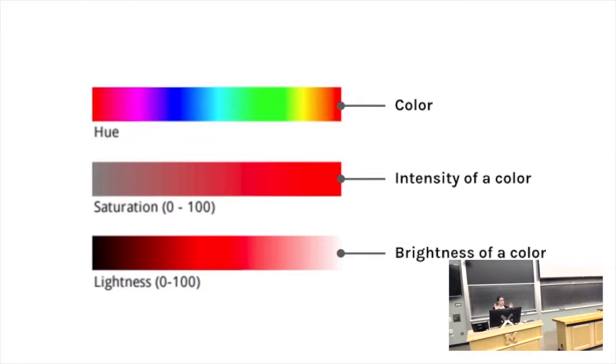So let's go over some color basics, just so that you understand what these are. We're going to go over what hue, saturation, and lightness are. Hue is just the actual color itself, picked from the color spectrum at the top. Saturation is the intensity of the color, so how much color that color actually has. And then there's lightness, which is how bright or how dark the color is.